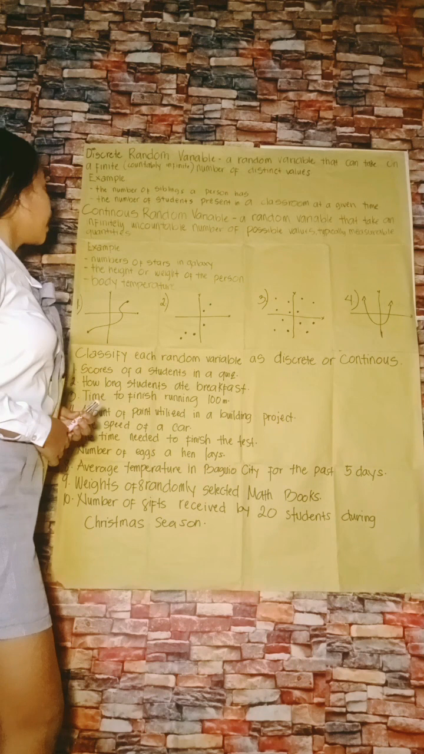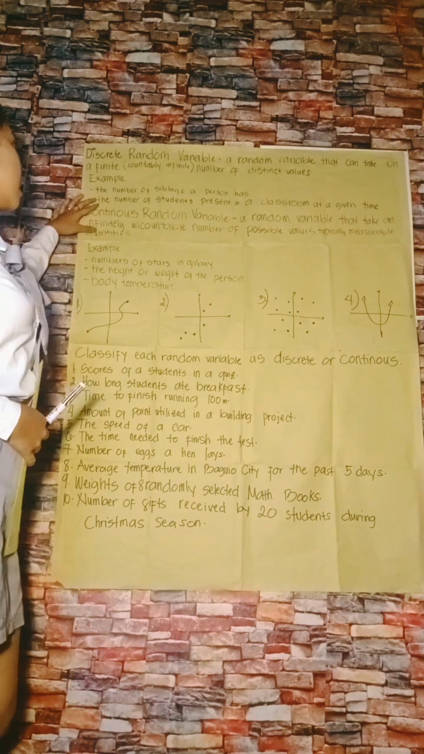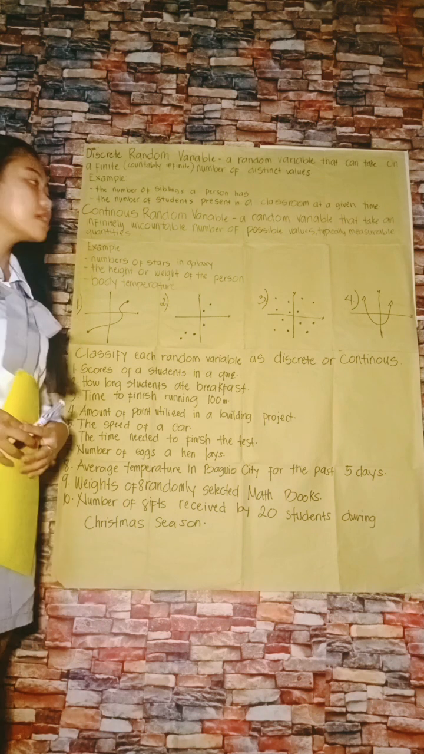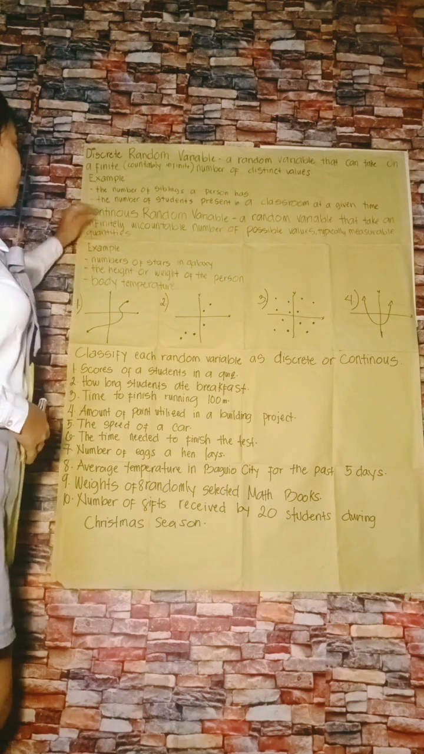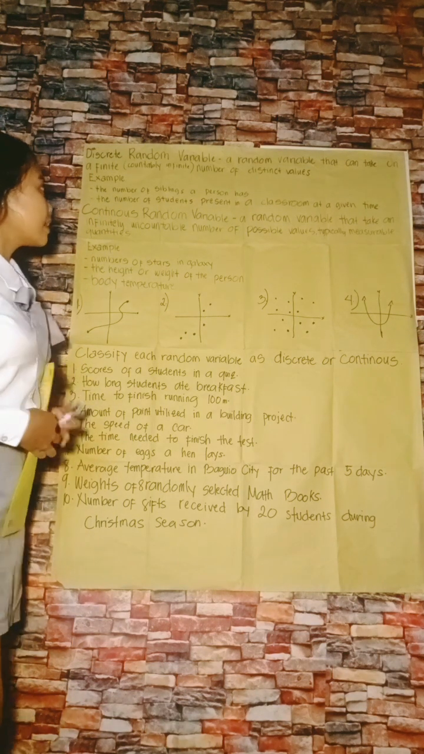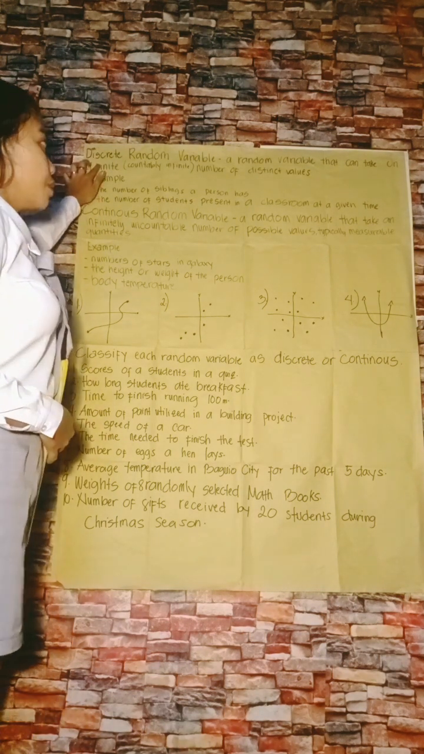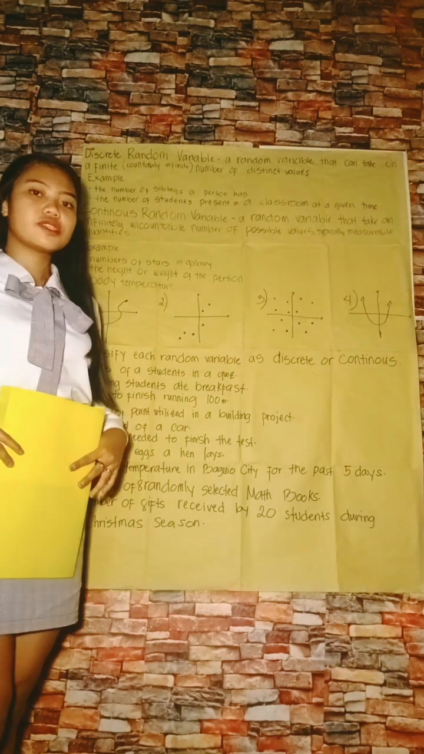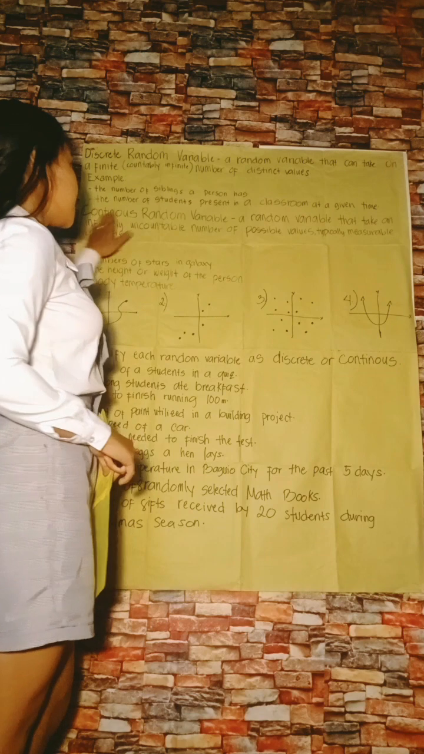We have here two examples. Number 1, the number of siblings a person has. 2, the number of students present in a classroom at a given time. So, tandaan class, kapag discrete random variable, it is finite or countably infinite. So, let us proceed to continuous random variable.